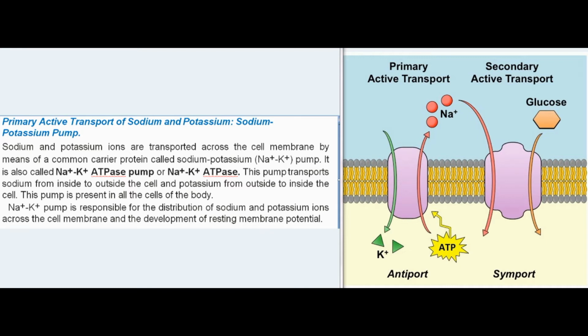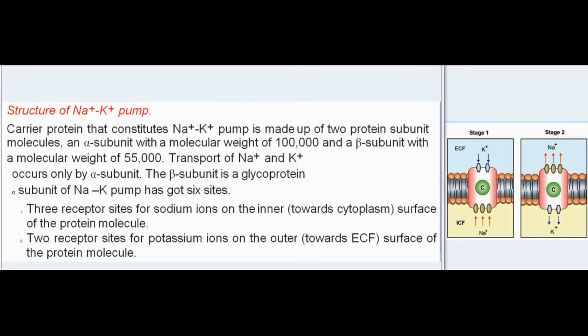Na+K+ pump is responsible for the distribution of sodium and potassium ions across the cell membrane and the development of resting membrane potential. Structure of Na+K+ pump. The carrier protein that constitutes the Na+K+ pump is made up of two protein subunit molecules, an alpha subunit with a molecular weight of 100,000 and a beta subunit with a molecular weight of 55,000.